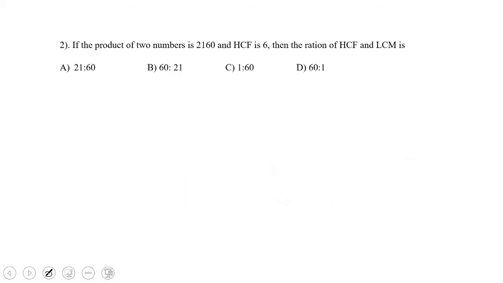Now see the second question. If the product of two numbers is 2160 and the HCF is 6, then the ratio of HCF and LCM is? Suppose the two numbers are x and y. Product means x into y equals 2160. HCF is 6. Then find out the ratio of HCF and LCM.